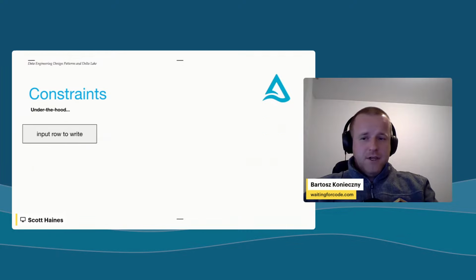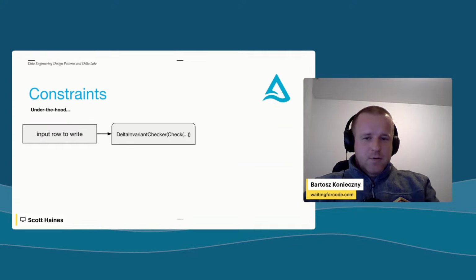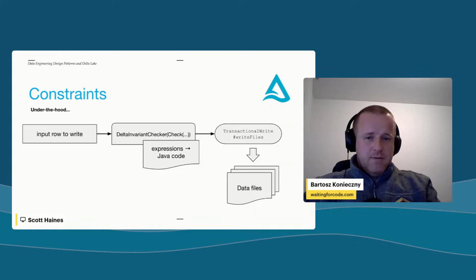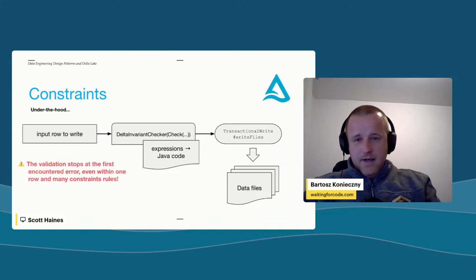And it involves some changes in the writer part also. Whenever there is a new row to write by the Delta Lake writer, it will call an operator that will generate Java code for the validation expressions you just wrote. And later, it will perform the validation inside this write files function. If everything goes well, your data goes to the data files.